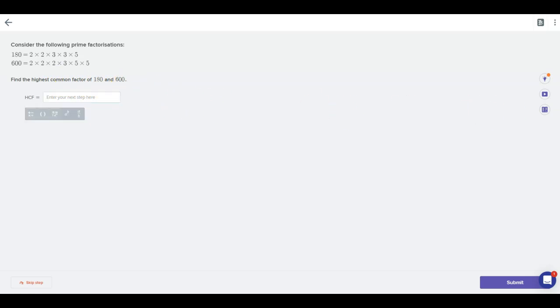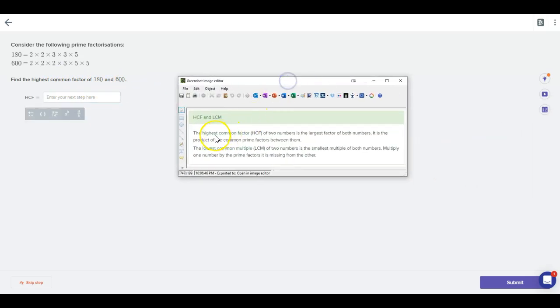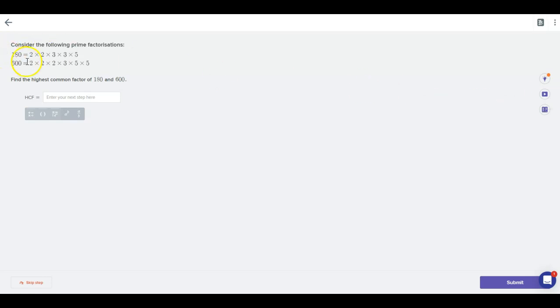If we think again about the highest common factor, that is the largest factor of both numbers. But we have the prime factorization. Remember, this is not all the factors, this is just the prime factors. So we are looking at this second part here where it says that it is the product of the common prime factors between each. We need to look at both of these lists of prime factors and work out which ones are common.